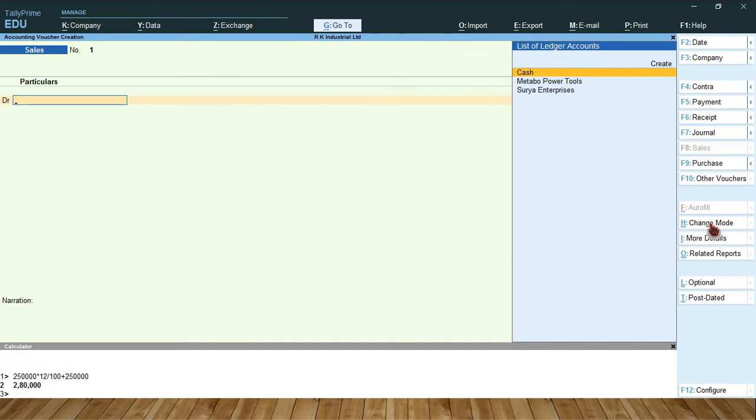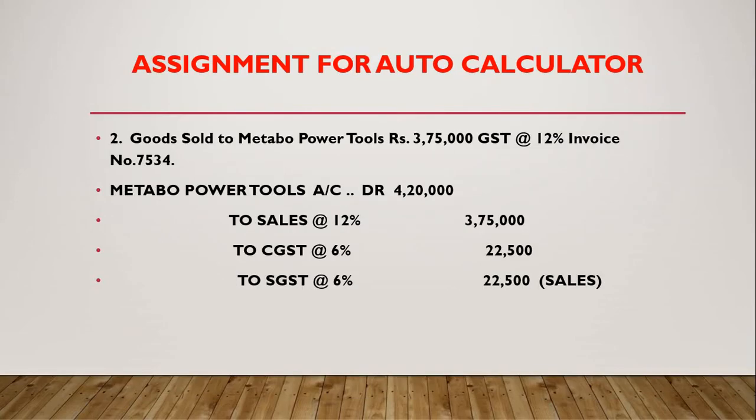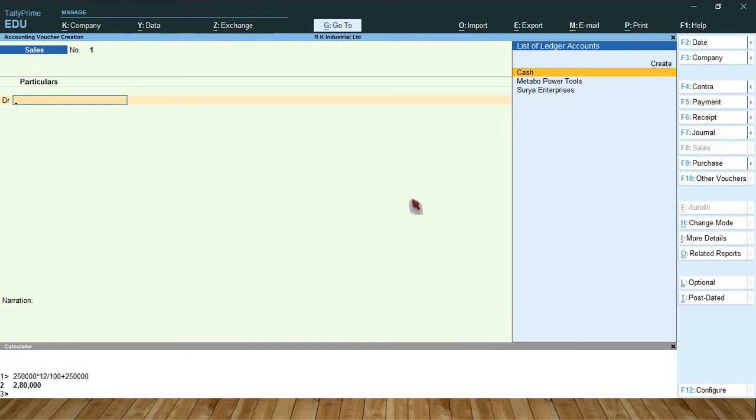So debit. Goods sold to Metabo Power Tools rupees 3,75,000, GST at 12%, invoice number 7534. Metabo Power Tools account debit is 4,20,000. This is including 45,000 total GST. So how to calculate the direct amount in the amount field? Enable the auto calculator. Go to Tally, select Metabo Power Tools.